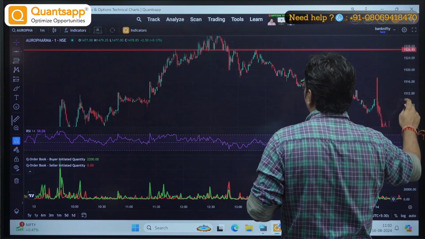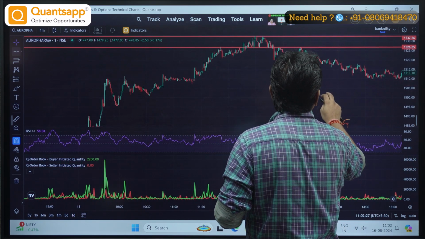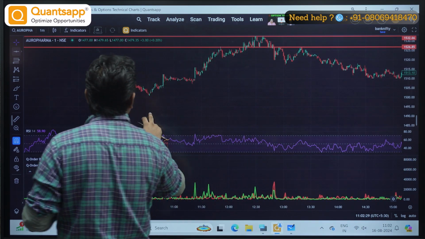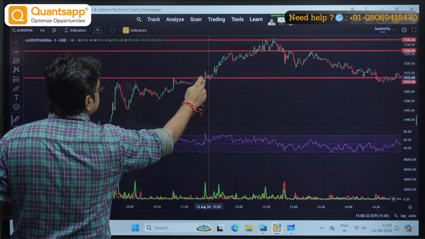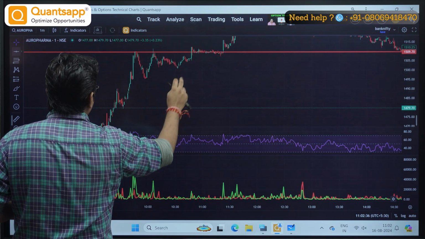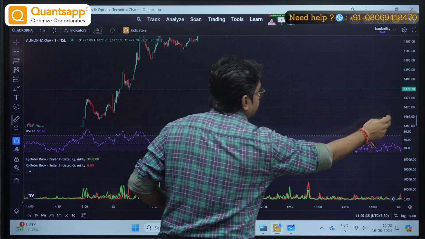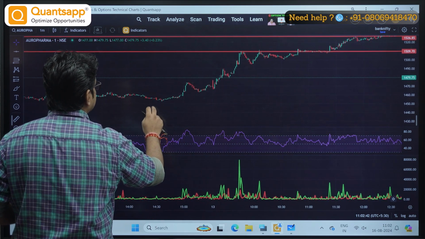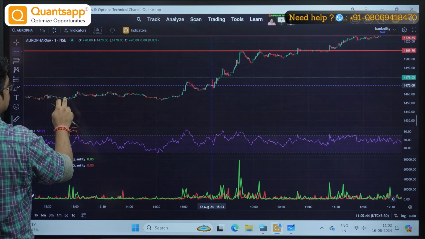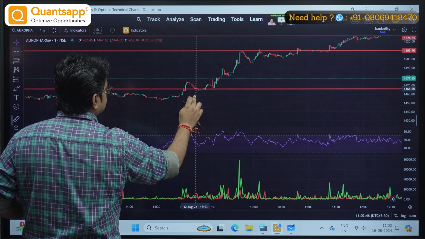Now I want to mark the support also. So here I can see this is the particular level. It can be support. Now I want to look for further strong support where the price has started moving upwards. So here I can see this is the support. This is the support I have marked.